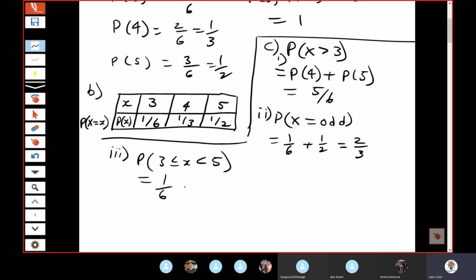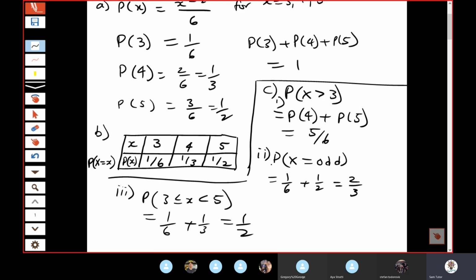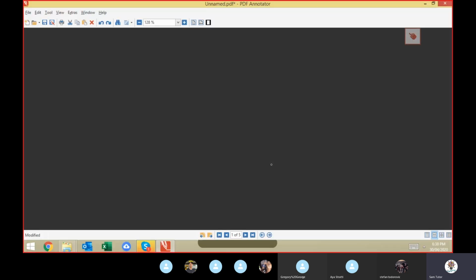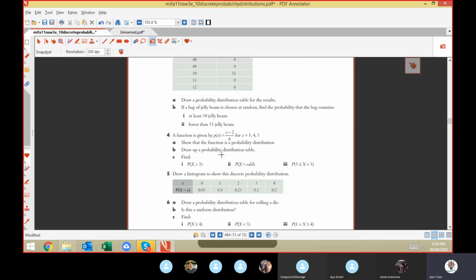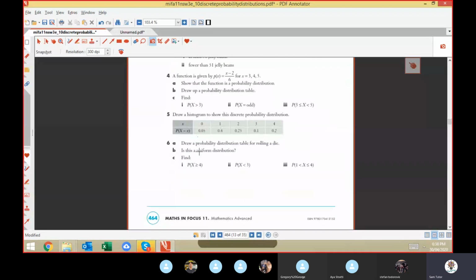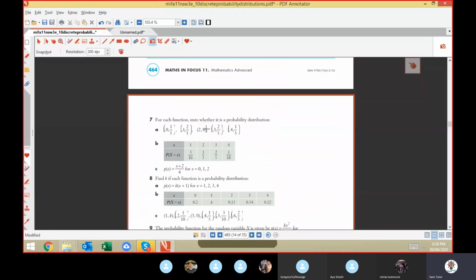I really believe I've taught your algebra well enough for you guys to find most of these questions pretty easy. There you go. X is between 3 and 5, not including 5, but inclusive of 3, so it's just 1/6 and 1/3, and you're done. Anybody want me to go through anything there? Okay, let's try maybe a harder one.